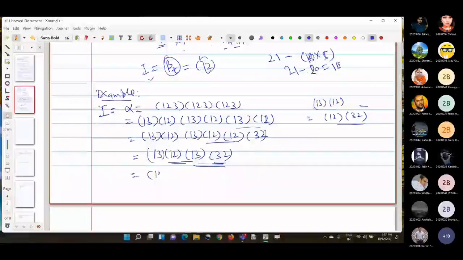And once you are taking this one, you will be left with 1, 3, and then 1, 2, and then this will be 1, 3, and there will be 2, 3, and 3, 2. So 2, 3 and 3, 2 are nothing but inverses of each other, in fact. And 1, 3, 1, 3 will also give identity. Okay, so this is going to be identity. Fine. So this is how we have proceeded in the proof.